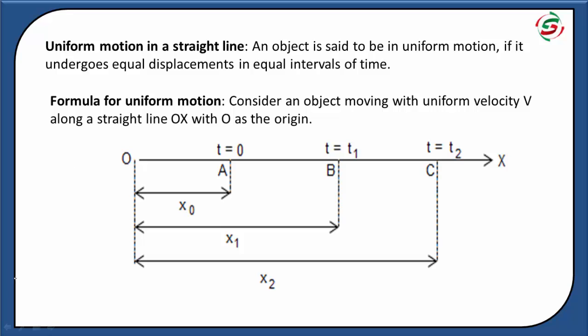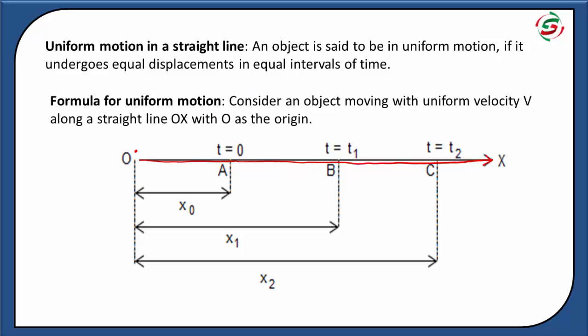Uniform motion in a straight line. Suppose the body is initially situated at this point O. Now this body moves along the straight line, along this axis OX.